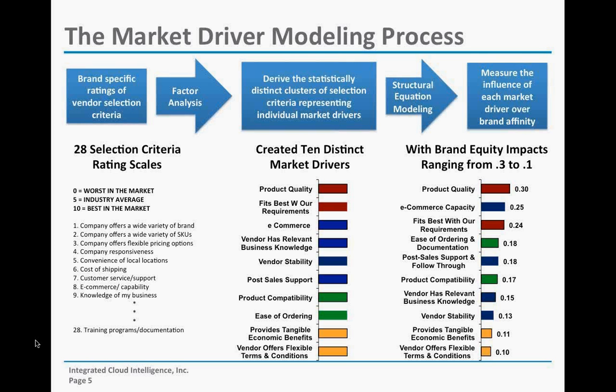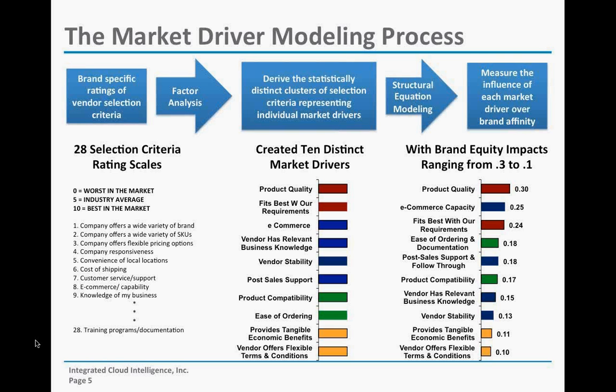Now, if you, for example, bought from one company but considered 4, you're going to rate a total of 4 companies using these scales. And you're going to rate each company using all 28. Now, this is one of the drawbacks of Market Driver. This part can get a little tedious, but if you're careful about your questionnaire design, you can get people through this exercise because this is really where the actual value of Market Driver modeling is born.